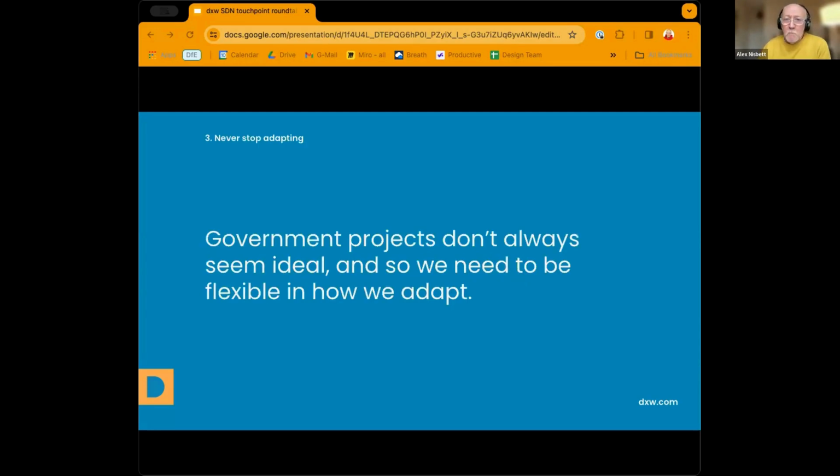We should and we must empower ourselves to pause and ask more questions, easier said than done, of course, and run ahead and fill gaps in our knowledge so that the teams have what they need without slowing down development. Government projects don't always seem ideal, but life's like that, right? And so we need to be flexible in how we adapt.